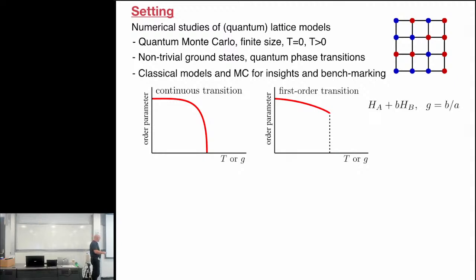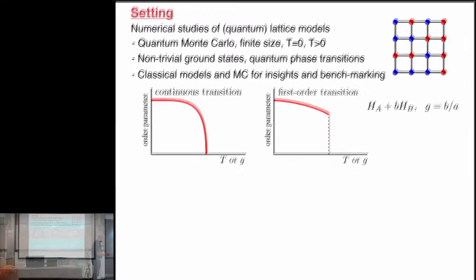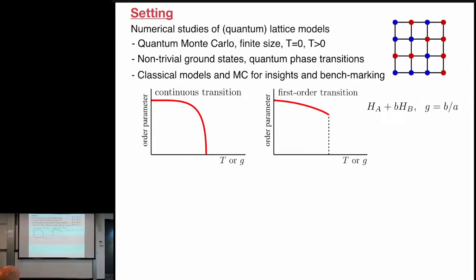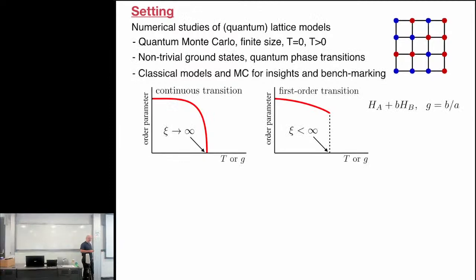So in the quantum case, what I have in mind is zero temperature, and the Hamiltonian has sort of two parts. Actually, there should be a little a in front of this one. So we tune the ratio of those two terms to change the nature of the quantum fluctuations and get transitions. Okay. So of course, in this case, we have a divergent correlation length, and in that case, the correlation length doesn't diverge.